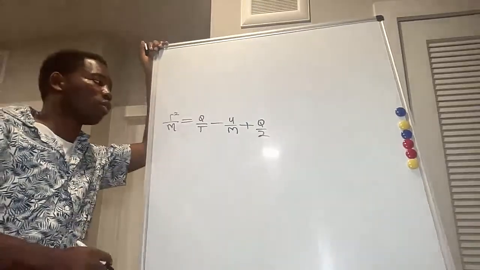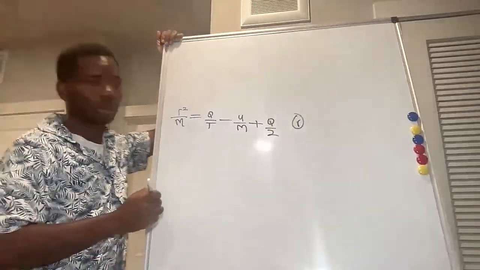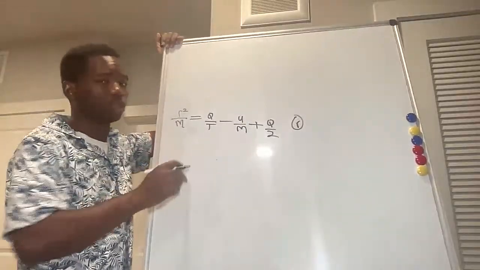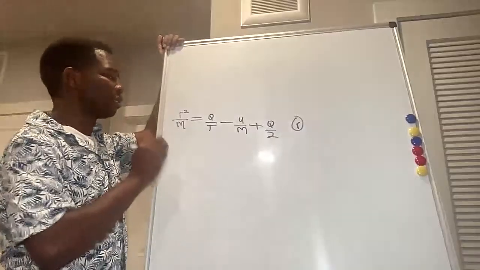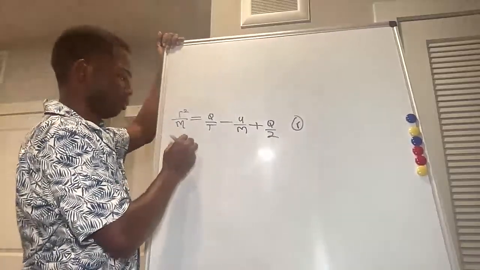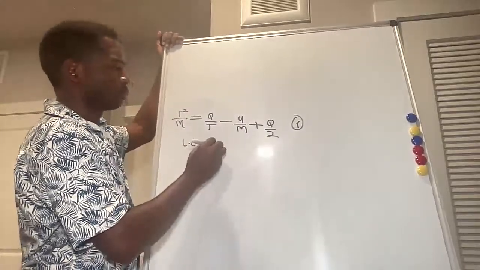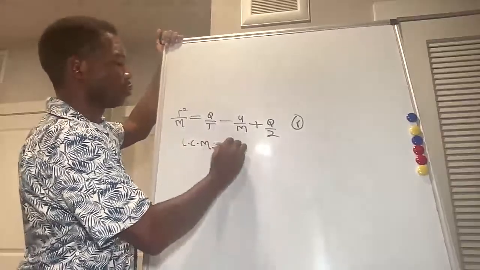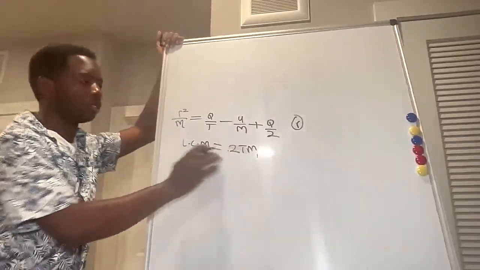You are told to make R subject of this equation. Make R subject of the equation. Firstly, take your LCM. Your LCM is 2TM. This is your LCM.